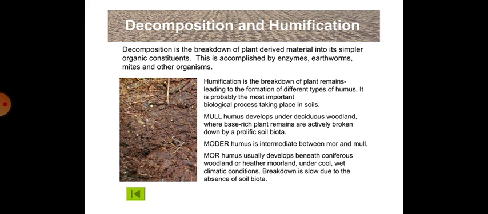Mull humus develops under deciduous woodland, where base-rich plant remains are actively broken down by a prolific soil biota. Moor humus is intermediate between moder and mull. Moor humus usually develops beneath coniferous woodland or heather moorland. Under cool, wet climatic conditions, breakdown is slow due to the absence of soil biota.